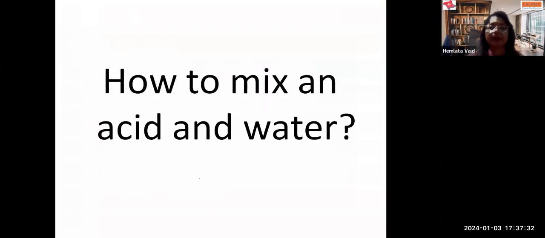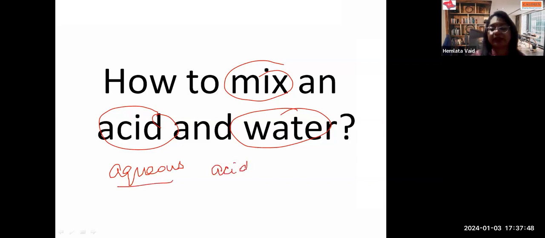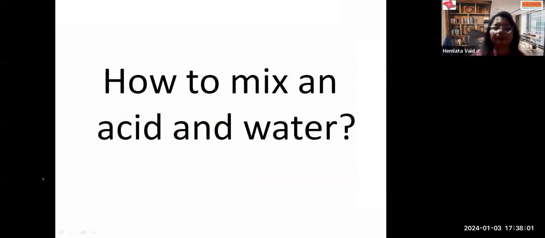Okay. Now, the next concept is mixing acid and water. We have been discussing that acids are in aqueous form. The presence of water is very important for something to behave like an acid. But the question is, how do we mix them? Children, it's not that easy that you take water and acid and mix them. No, it's not like that. There is a process of mixing them.